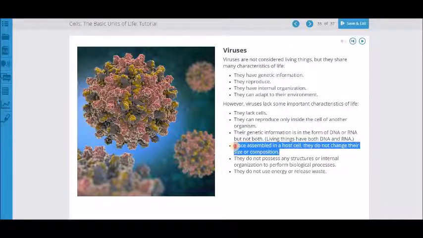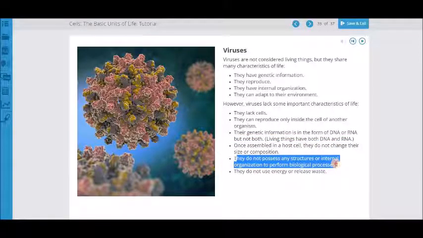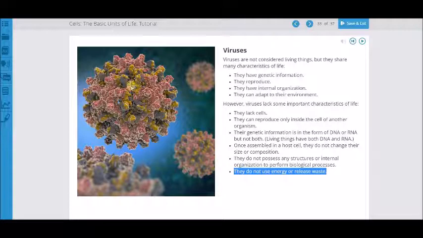They don't grow. They don't get bigger. Once they're put together inside of a cell, they stay the same size. They don't possess any internal organization or anything to perform biological processes. Inside of there, there's not all kinds of organelles and stuff. It's very small, and it's basically a delivery mechanism for DNA or RNA. They also don't use energy or release waste. They're kind of like a crystal or something, but on an unbelievably small scale.